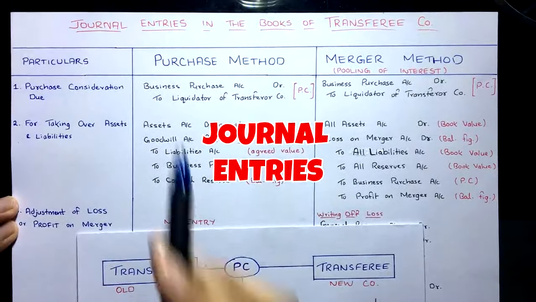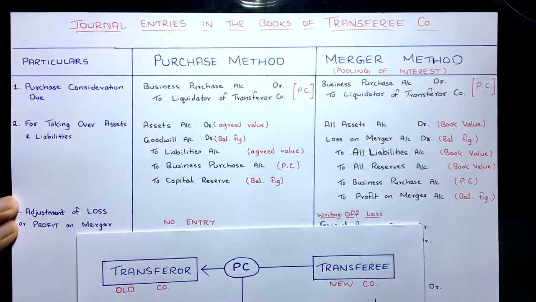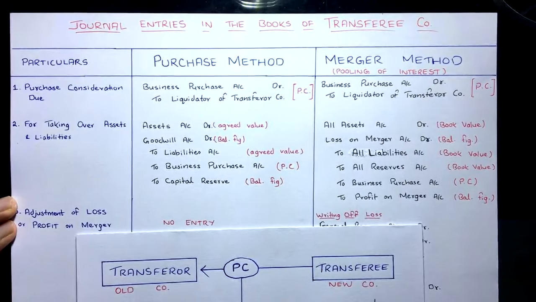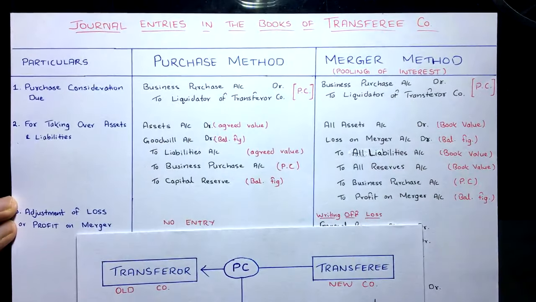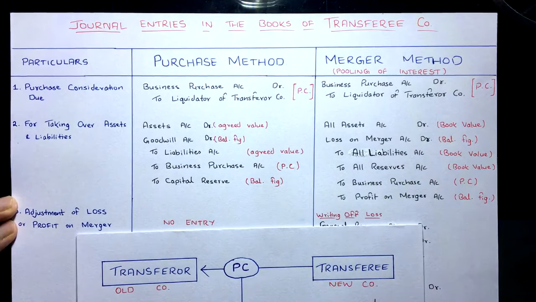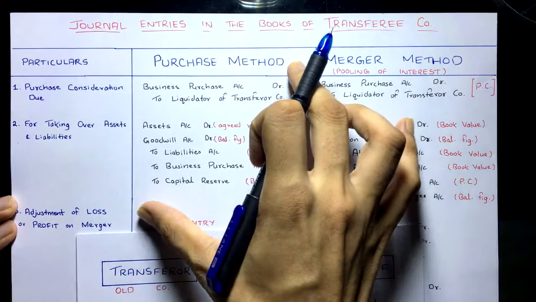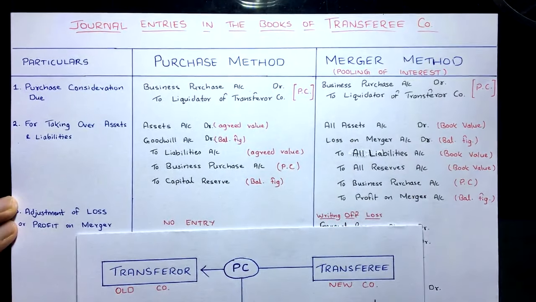Now here we have the journal entries in the books of Transferee Company, or the Vendee Company, or Purchasing Company. According to Accounting Standard 14, we have two methods, purchase method and merger method. The journal entries according to the purchase method are different from those of the merger method. So first we are going to focus on the purchase method only, and then in comparison we will see the merger method. Fine, so now let's start.